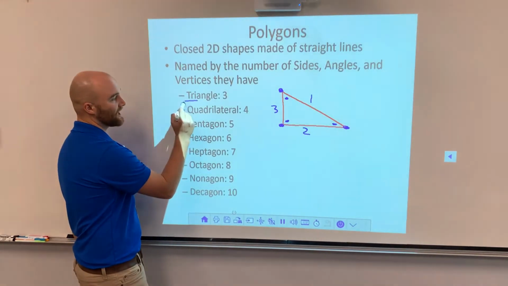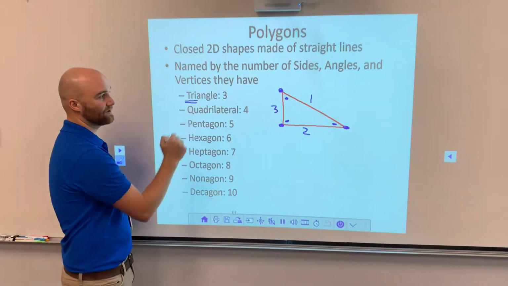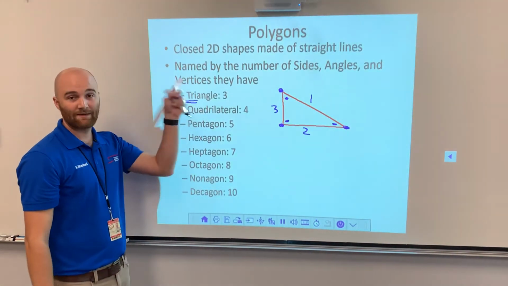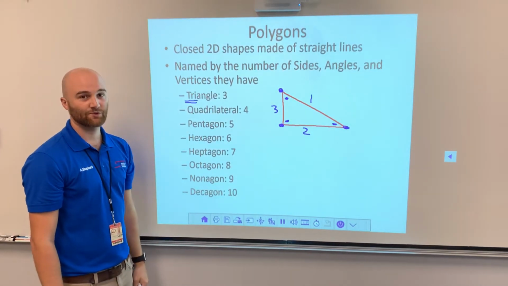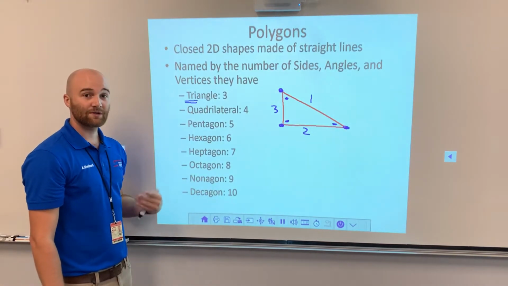Just like a tricycle has 3 wheels, a triangle has 3 angles. We're not very creative when we came up with this name. We just said a 3-angle shape. Tri means 3 and angle means angle. So it's a 3-angle shape.